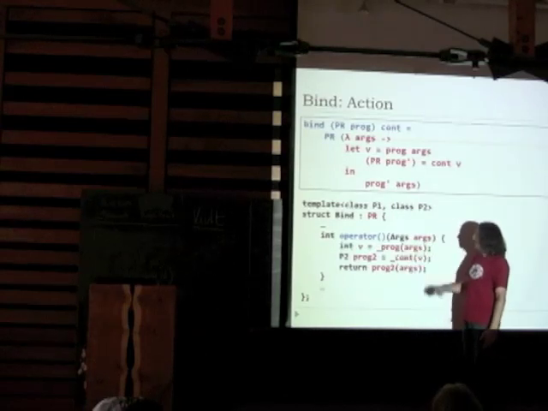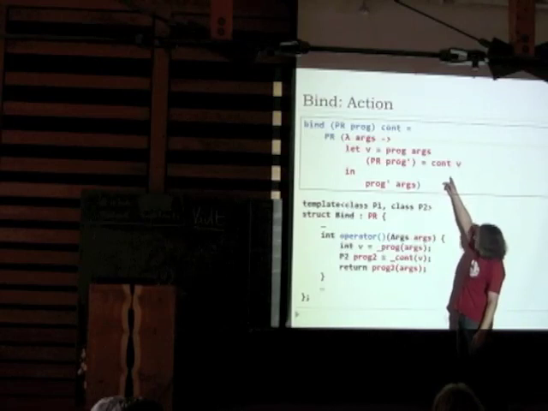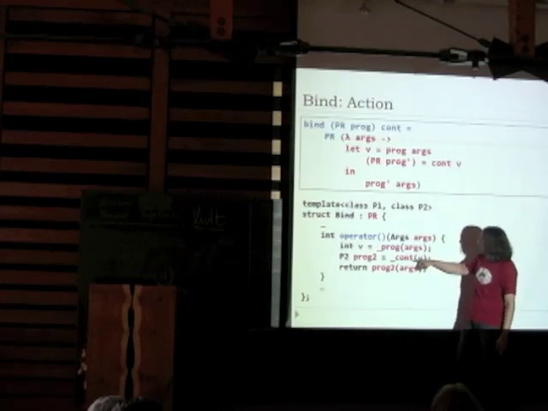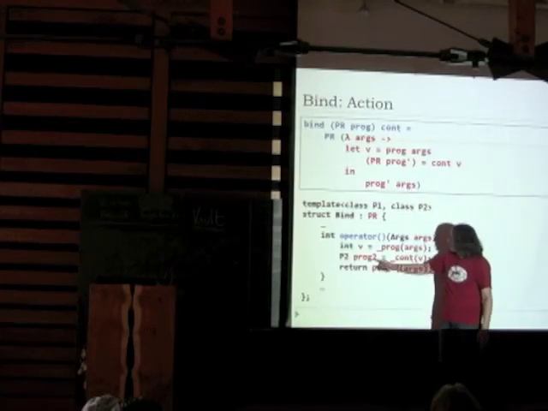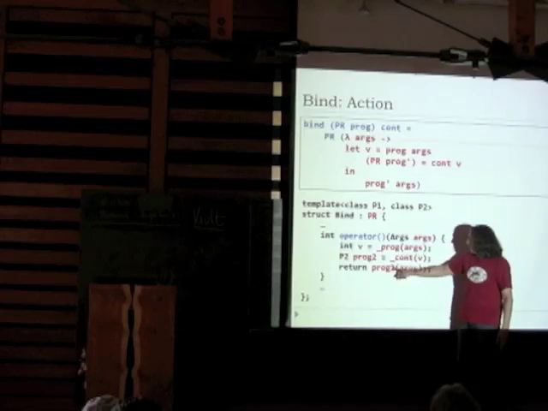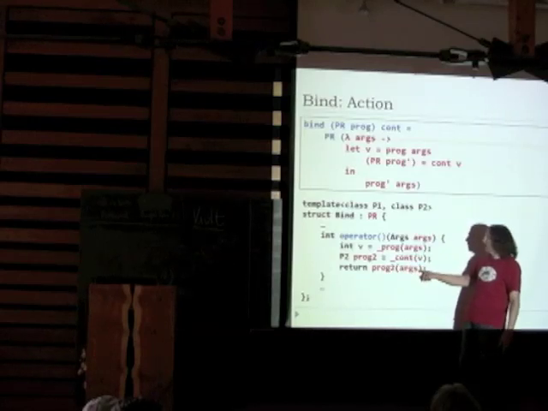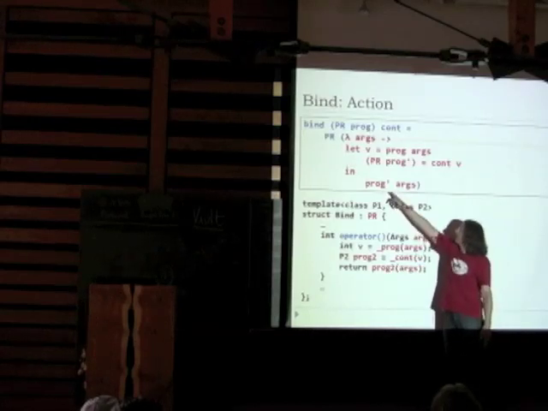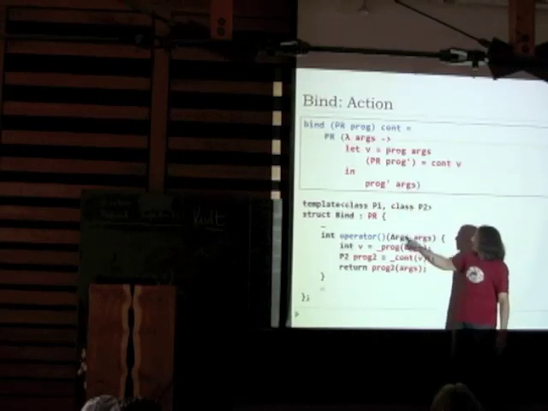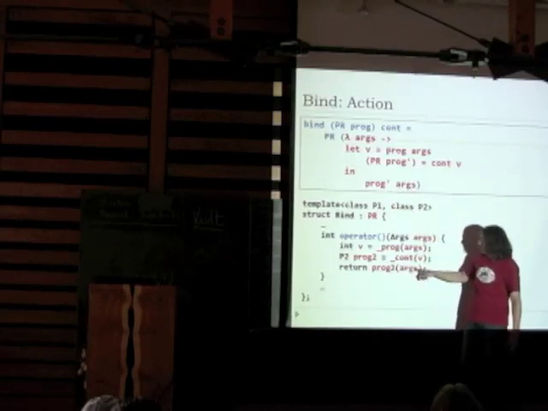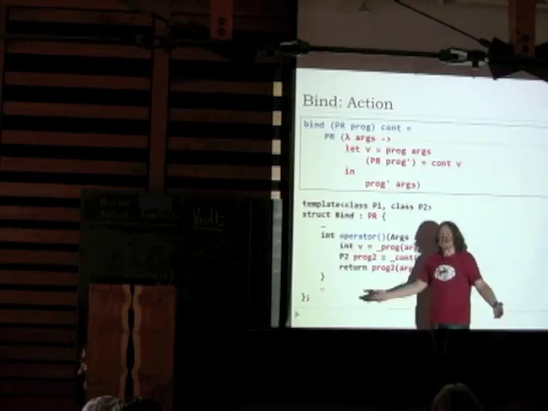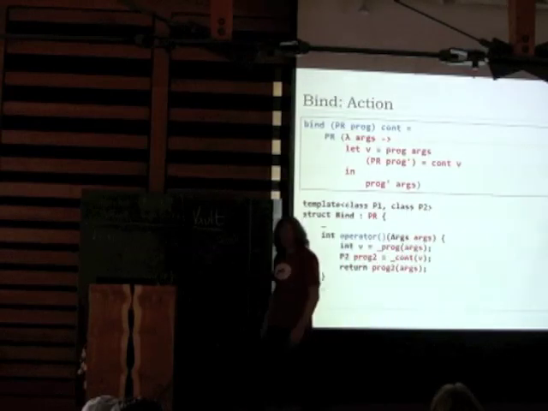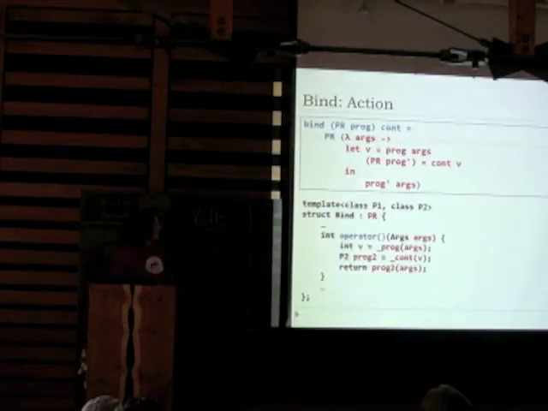With this value, I can call the continuation. Continuation v, sure, no problem. It will return a program, right? Sure, it returns a prog prime, returns a program. I can run this program with the arguments again. Program with arguments. Prog prime, prog 2, not a big difference. And that's it. Straightforward translation.